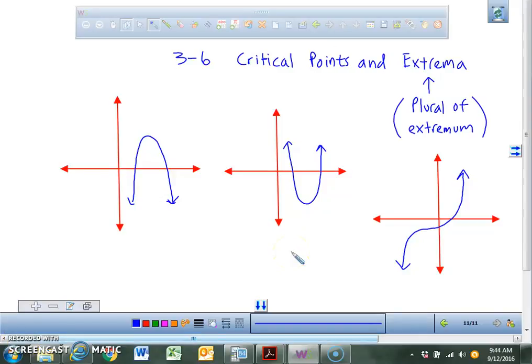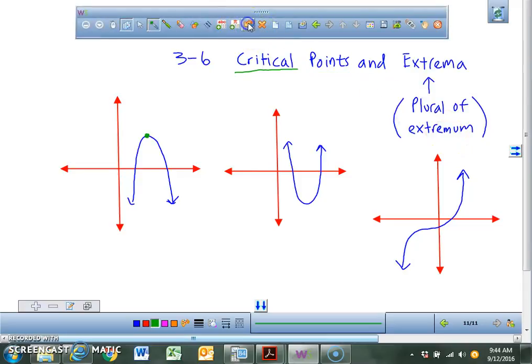So you all have these graphs written down in your journal. I'm going to be labeling different points. So I want you to look, and we're going to talk about all of these critical points. So today when we talk about critical points and extrema, which is simply the plural of extremum, think of the word extreme.